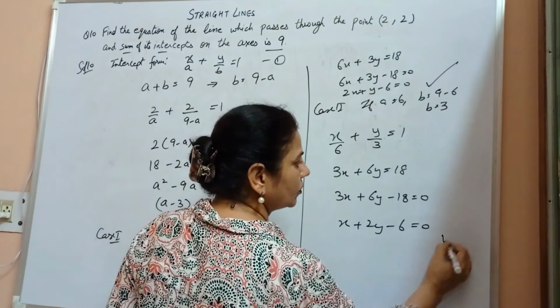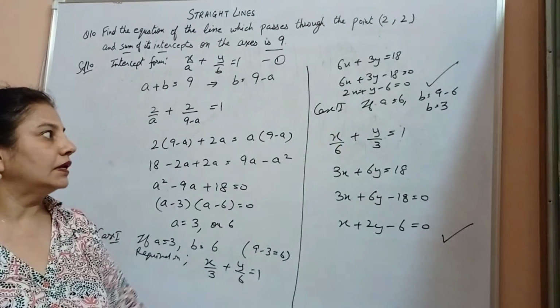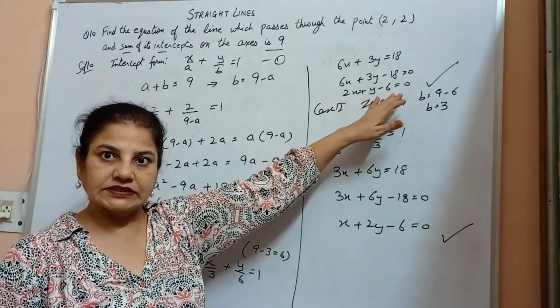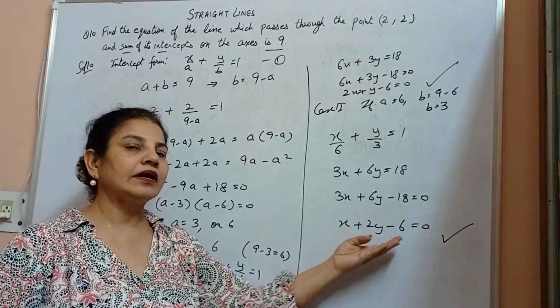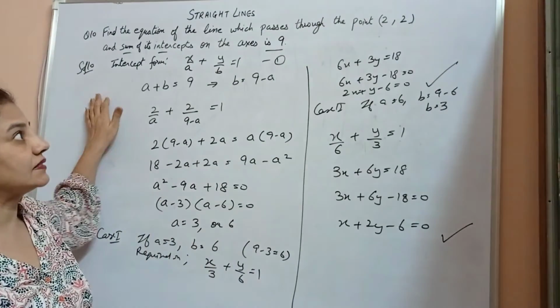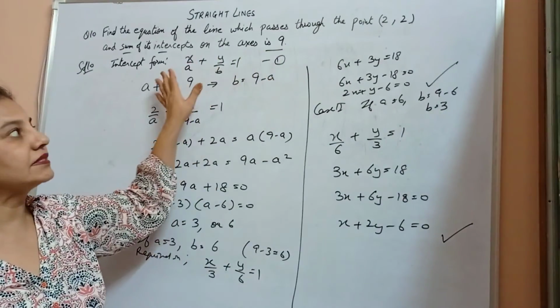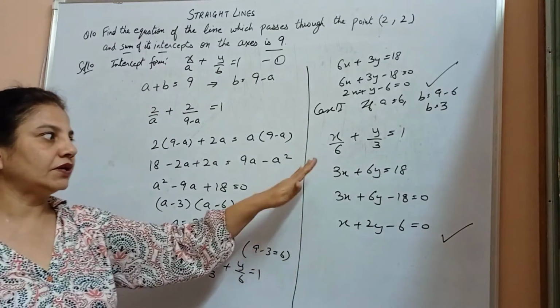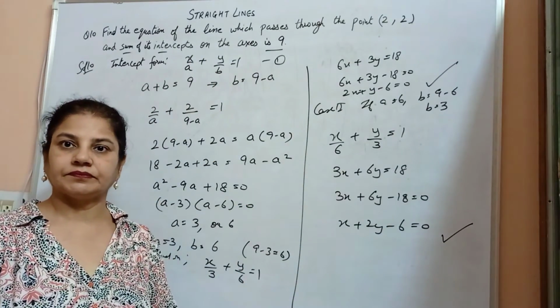So we have the two required equations of this line as 2x plus y minus 6 is equal to 0 or x plus 2y minus 6 is equal to 0. When the equation of a line passes through the point 2, 2 and has the sum of intercepts as 9, we get two required equations.